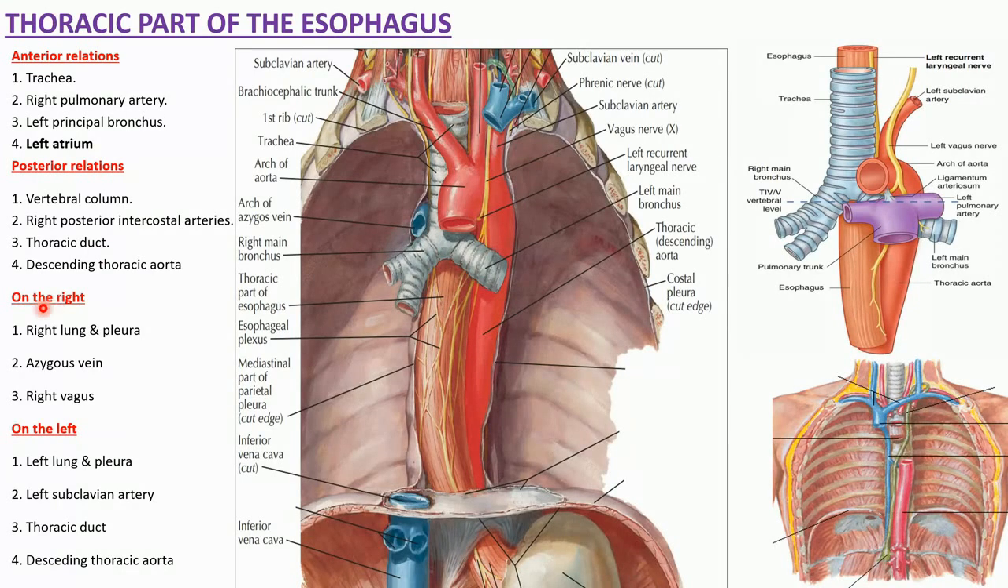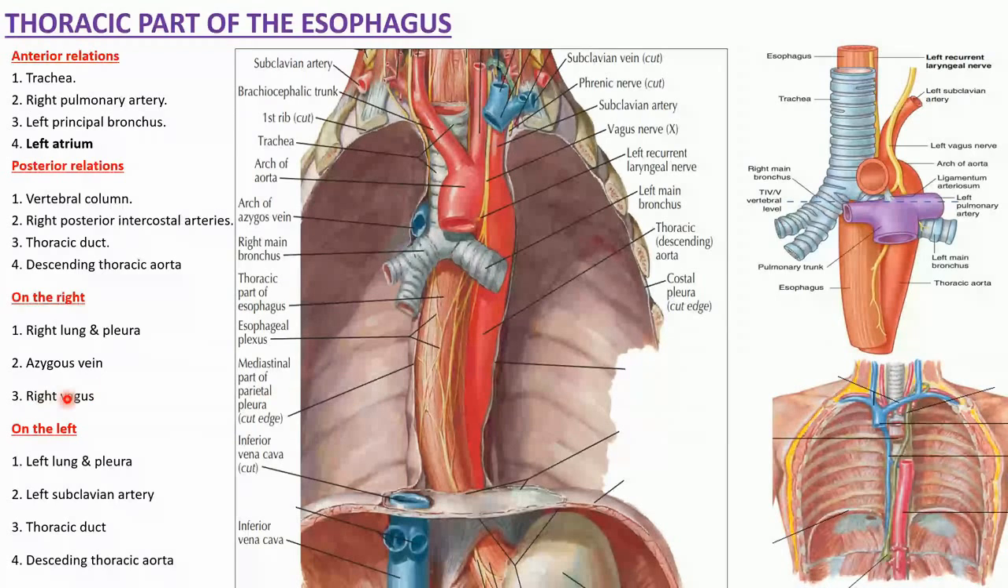On the right side, or laterally on the right, of course, we have the right lung and its pleura, though you can't see it here, okay, they will be on the right side of the esophagus. Then the azygous vein. We know that vein, it's going to be draining the right thoracic wall. Posteriorly, it's going to ascend upwards. As it ascends, it's going to run on the right side of the esophagus to pour into the superior vena cava.